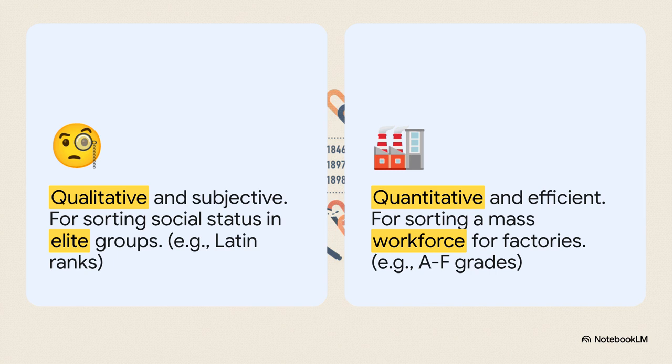See, before all the factories, education was really just for the elite. You take a place like Yale back in 1785, they were using these fancy Latin ranks like optimi, which just means the best, to sort a handful of gentlemen. It was all about quality, very subjective. But then, boom, the Industrial Revolution hits, schooling becomes mandatory, and suddenly you've got millions of students. You just can't write a long, thoughtful report on every kid. No way. You need something fast, something simple, something standard to sort them all out. Basically, to sort a future workforce.